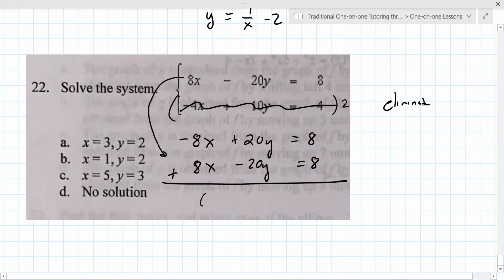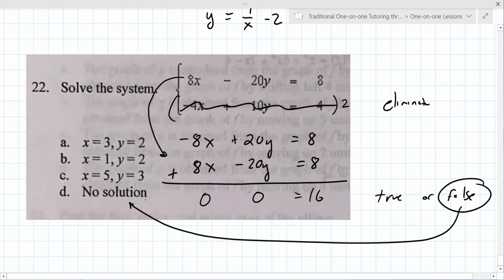So you get 0 equals 16. Does 0 equal 16? Is that true or is that false? False. So when it's false, that means there's no solution. Not to be confused with infinite solutions, which is something completely different.